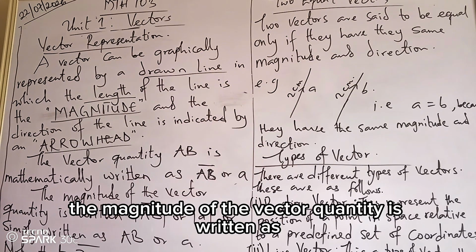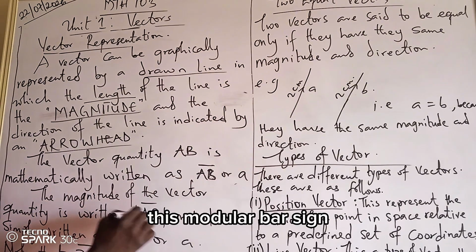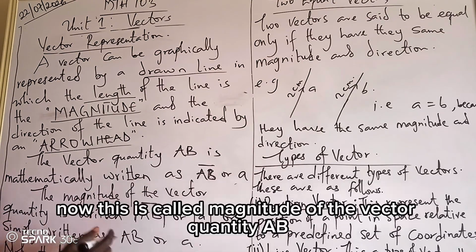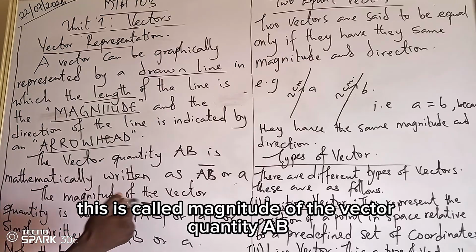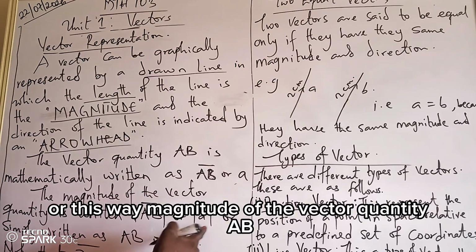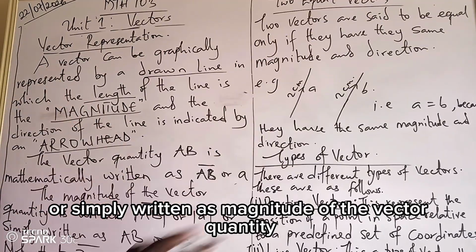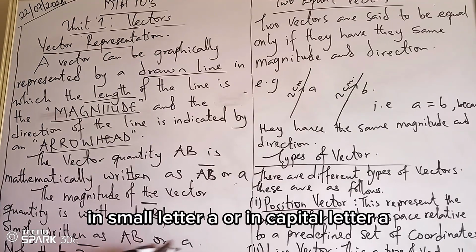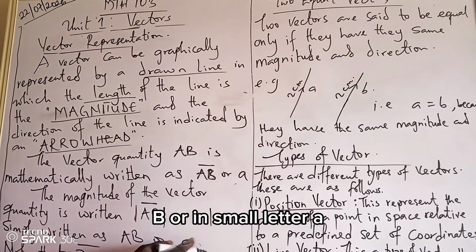Now, the magnitude of the vector quantity is written with the modulus bar sign over the vector. This is called the magnitude of the vector quantity AB, or simply written in this way, in small letter a, or in capital letters AB.